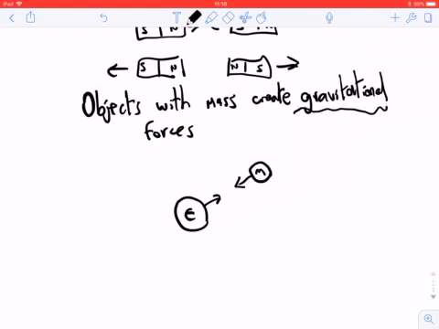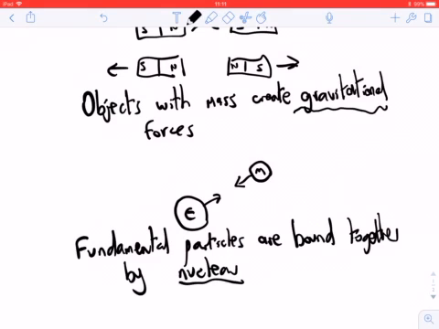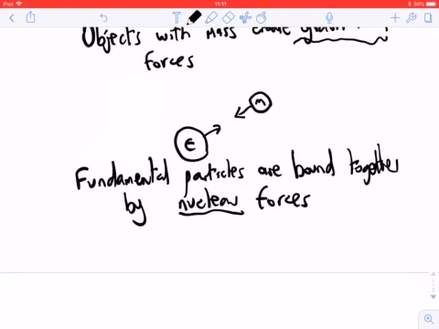And finally, fundamental particles like protons and neutrons in the nucleus are bound together by nuclear forces. So, electric, magnetic, gravitational, nuclear forces. In fact, there are two types of nuclear force, but that's not a detail we need to worry about too much at the moment. That gives us an idea of the types of force.